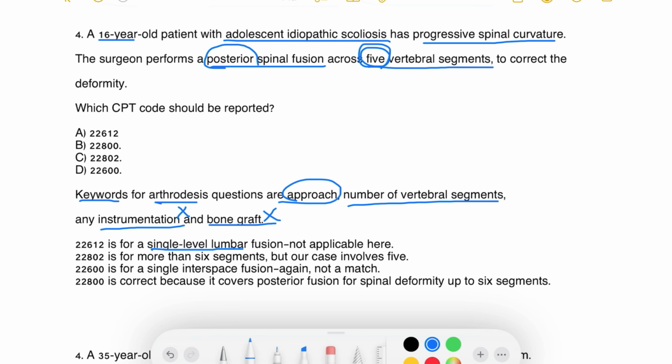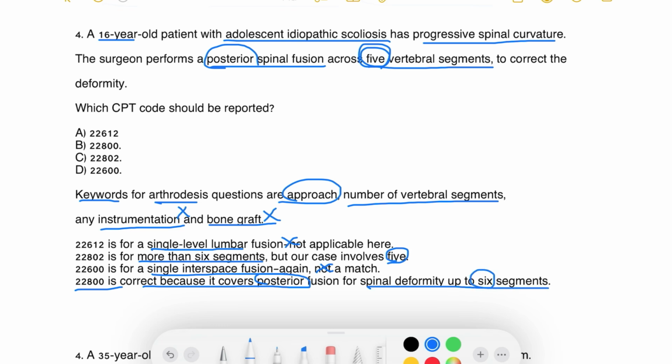Need to look for these terms in the codes. 22,612 is for a single level lumbar fusion, not applicable here. 22,802 is for more than 6 segments, but our case involves 5. 22,600 is for a single interspace fusion, again, not a match. 22,800 is correct because it covers posterior fusion for spinal deformity up to 6 segments.